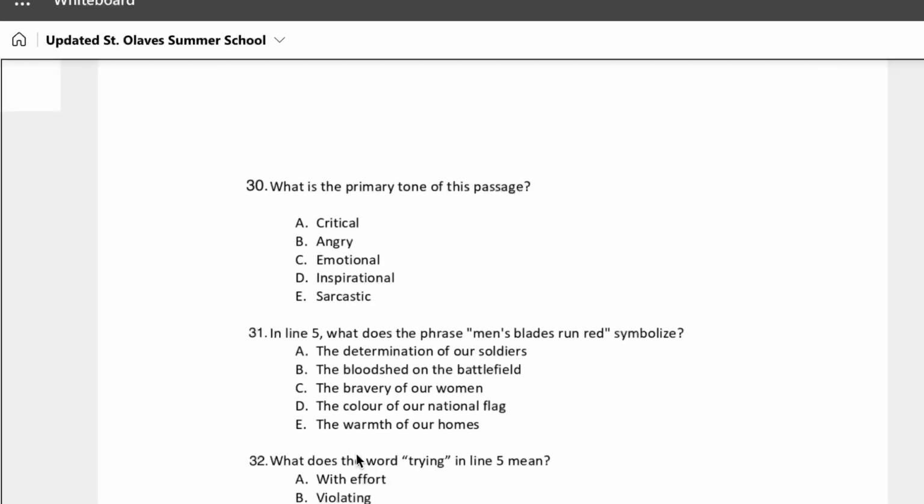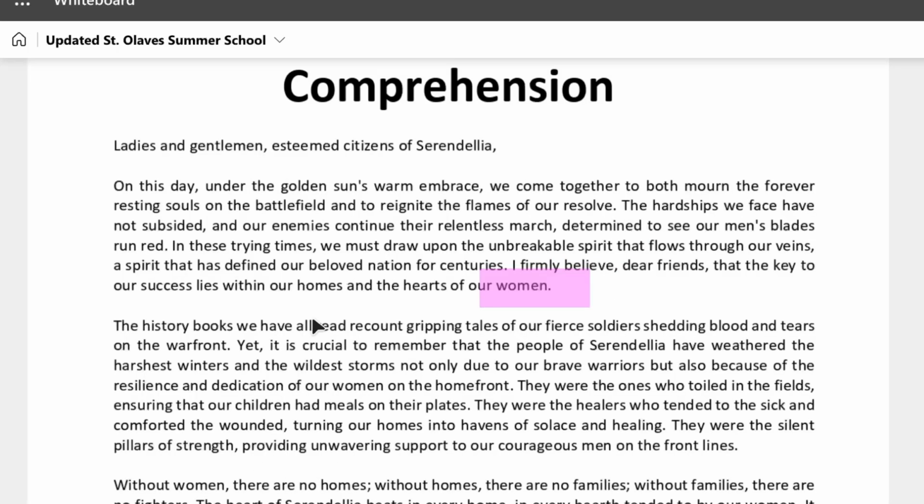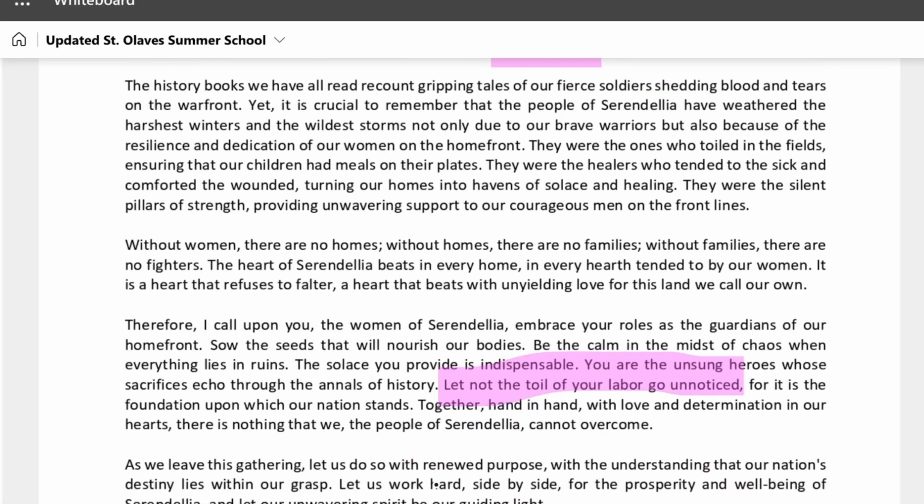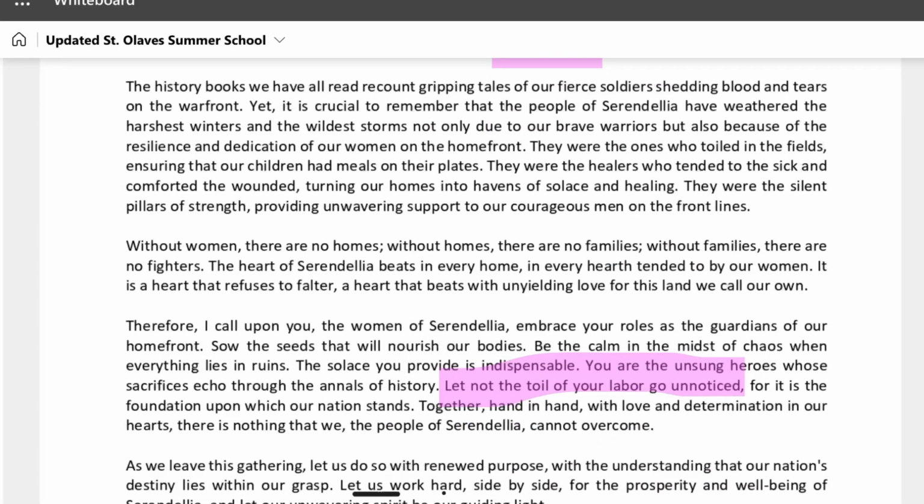Next question, what is the primary tone of this passage? Just based off this passage, we have not an angry sense. He calls them esteemed. It's very hopeful. It's very unified. Let us work hard side by side. The tone of the passage is very inspirational. It does have emotion behind it, but that emotion is for a reason, and that's to inspire people.